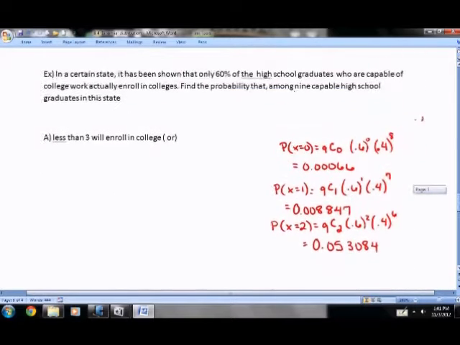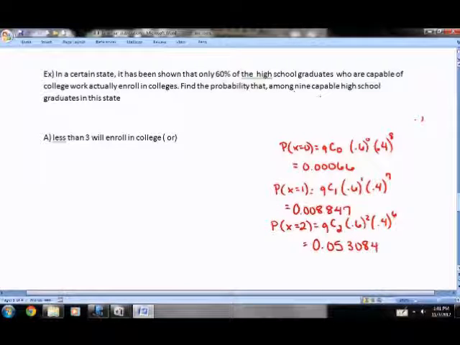So let's look at this next example. In a certain state, it has been shown that 60% of high school graduates who are capable of college work actually enroll in colleges. Find the probability that among the 9 capable high school graduates in the state, less than 3 of them will enroll in college.